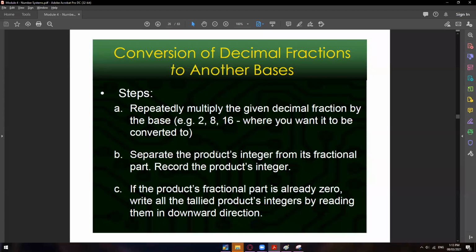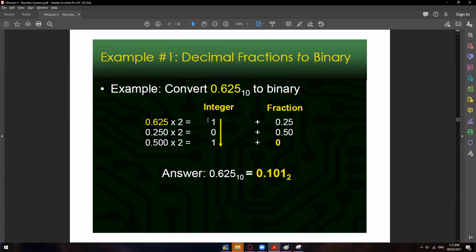And then separate the product's integer from its fractional part, and record the product's integer. Then if the product's fractional part is already 0, write all the tallied product integers by reading them in downward direction. Again, this one is quite confusing just by reading, so that's why we have here example number 1 to give clarification with those steps.